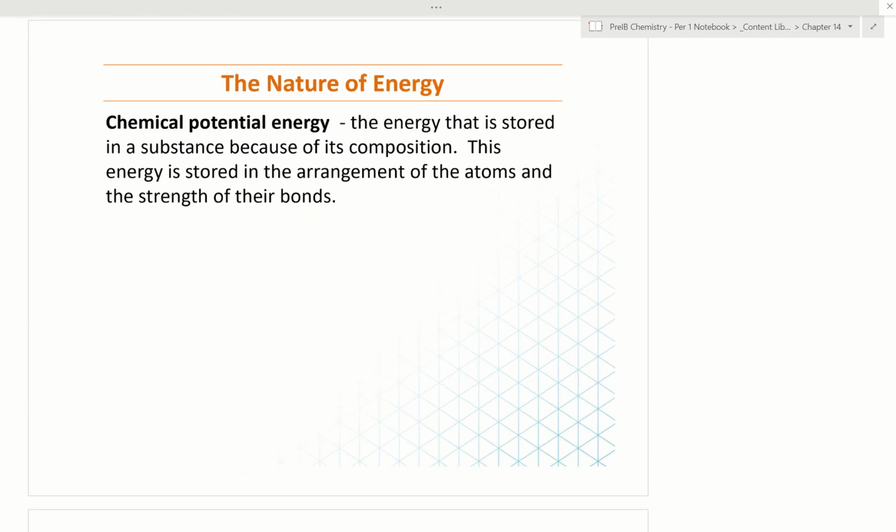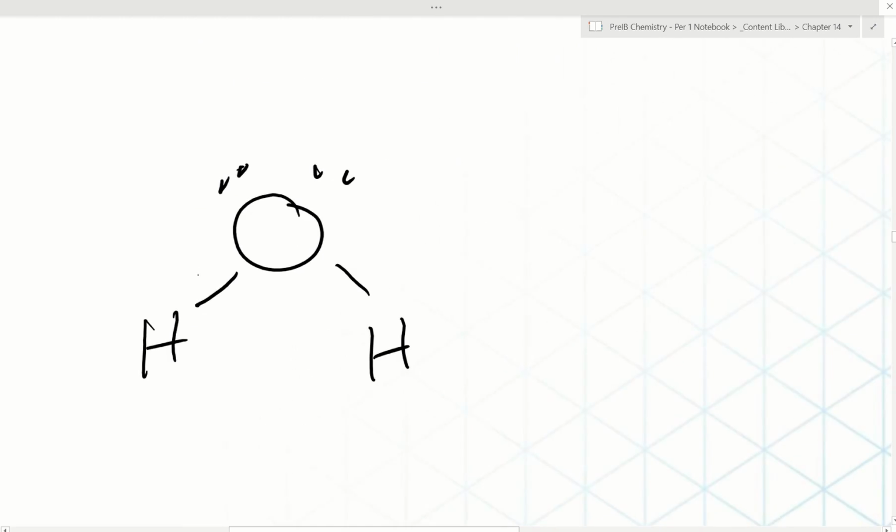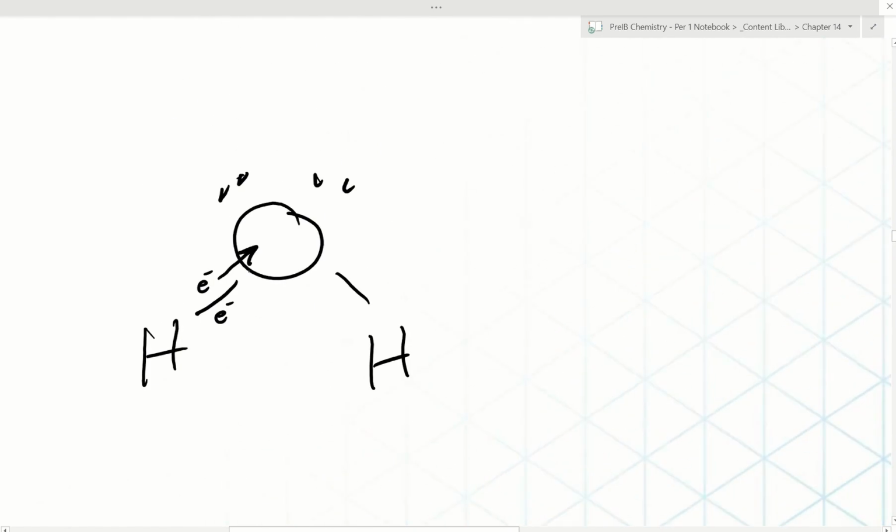In chemistry, we look at potential energy in terms of chemical potential energy, the energy that's stored in a substance because of the way it's composed. This energy is stored in the arrangement of the atoms and the strengths of their bonds. So if we look at something like water, in a water molecule, you have the attraction of a pair of electrons. So each bond is a pair of electrons, and that attraction is they're being pulled towards each of the nuclei in that bond. And so that pulls, like pulling a rubber band, pulls that tight.